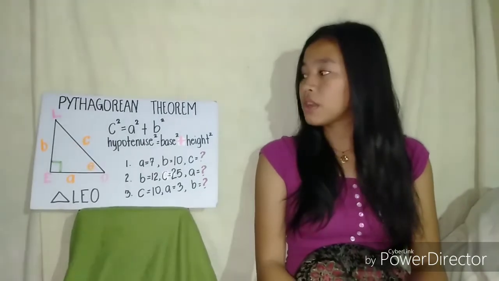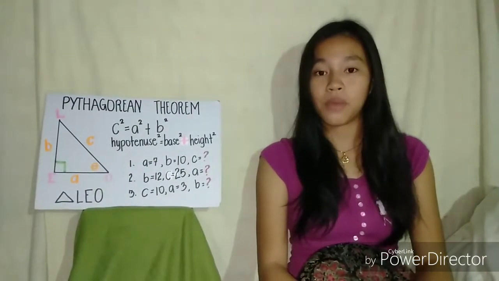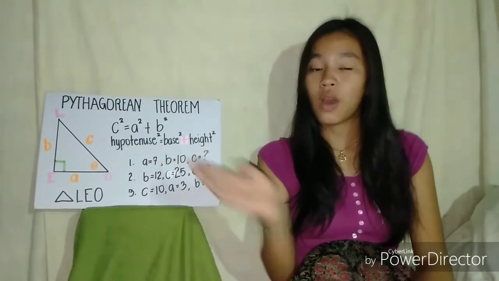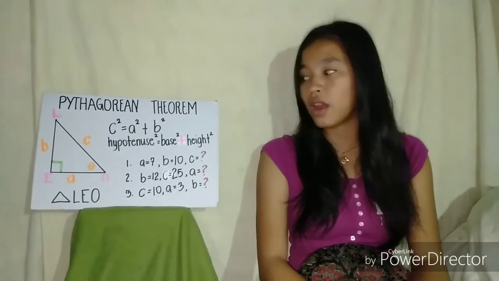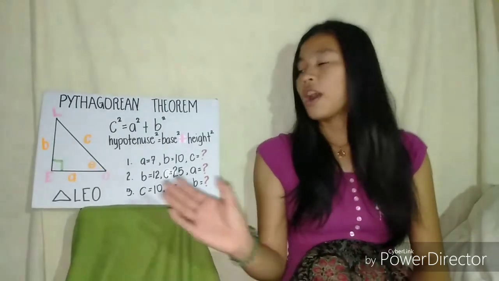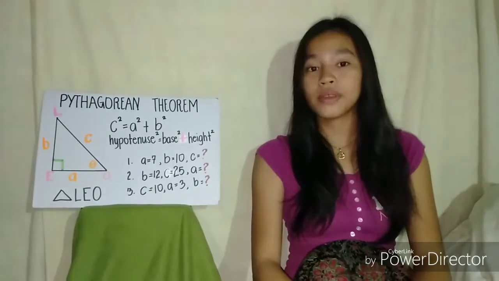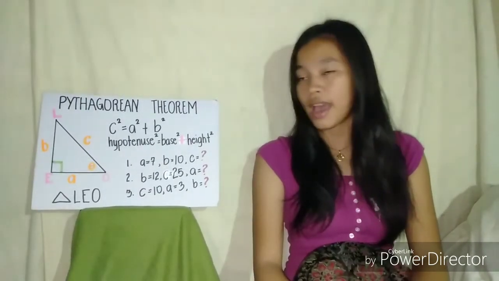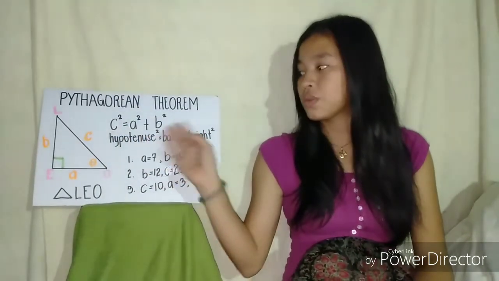Based on the Pythagorean theorem, we will find the value of the hypotenuse using this formula: hypotenuse squared is equal to base squared plus height squared. C represents the hypotenuse, A represents the base, and B represents the height. So C squared is equal to A squared plus B squared.